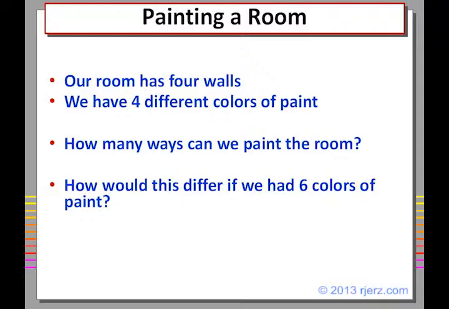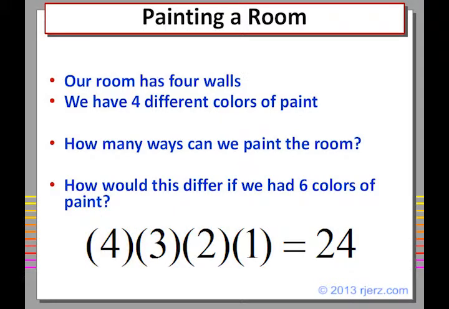We have 4 colors for the first wall. When we use that first color, we can't use it on the second wall. So we only have 3 colors available for the second, then 2 for the third, and then 1 for the last wall. So the calculation would be 4 times 3 times 2 times 1, or 24.